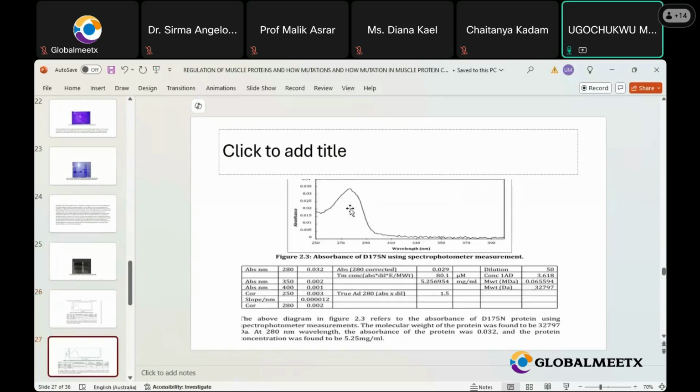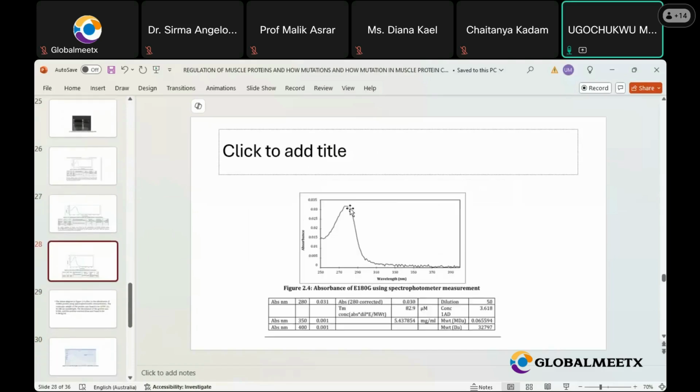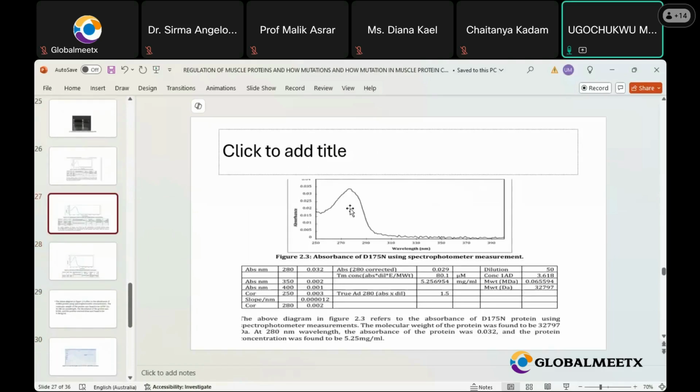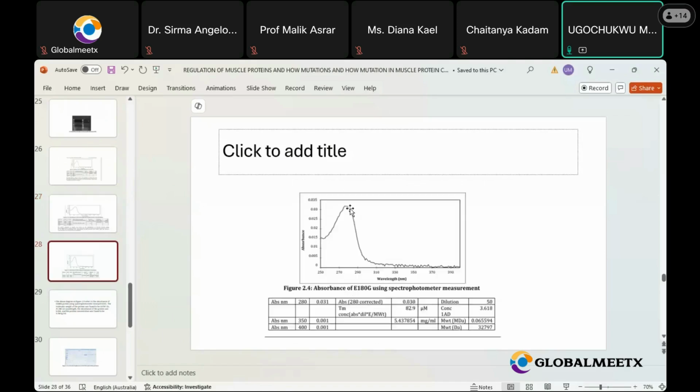The above diagram on the next slide refers to the absorbance of D179 protein using the spec measurement. The molecular weight of the protein was found to be 32797 at 280 nanometer wavelength. The absorbance of the protein was found to be 0.032 and the protein concentration was found to be 5.25 milligram per ml.